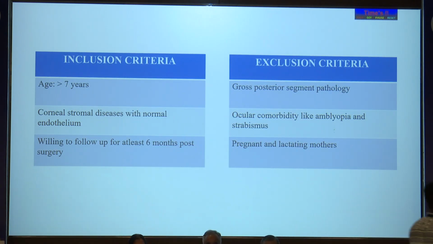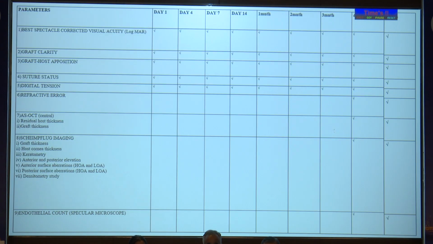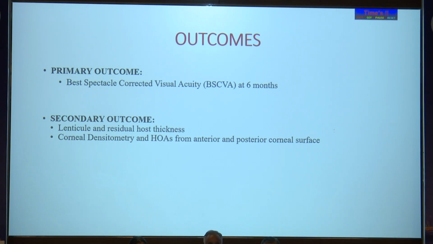Patients with age more than 7 years and corneal stromal diseases were included in the study, and patients with gross posterior segment pathology or any ocular comorbidity and pregnant or lactating females were excluded. The post-operative evaluation was done on day 1, day 4, day 7, 14, 1 month, 2 months, 3 months, 4 months and 6 months. At all visits, the best corrected visual acuity, graft clarity, graft host apposition and suture status were assessed, whereas the ASOCT and Scheimpflug analysis were done at 4 and 6 months. The primary outcome assessed was best spectacle corrected visual acuity at 6 months, whereas the secondary outcomes were lenticule and host thickness and corneal densitometry and HOAs from anterior and posterior corneal surface.